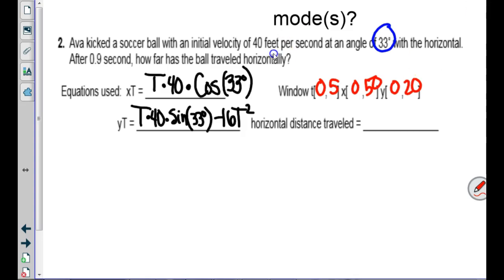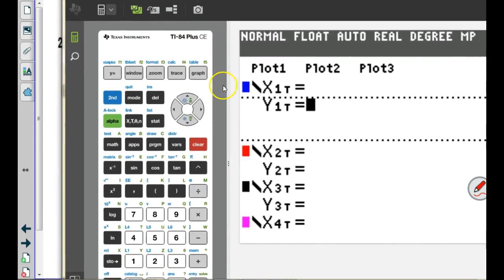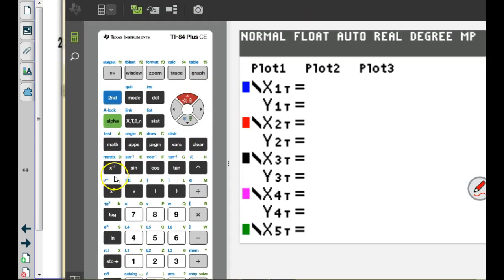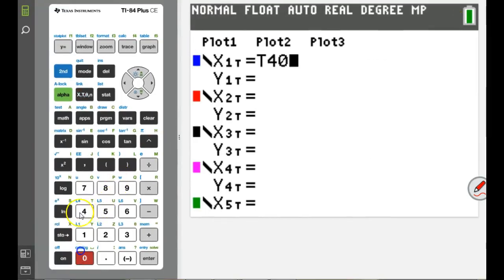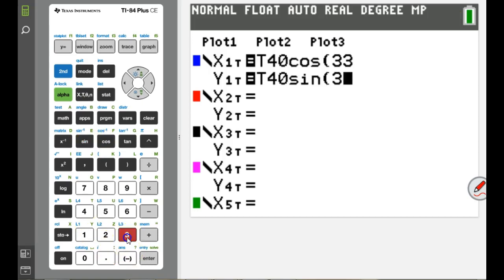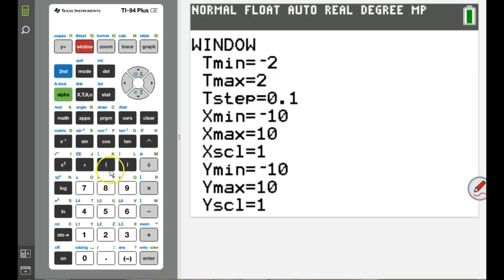All right, so make sure you're in degrees in parametrics. And then we had T, was it 40 cosine 33? And then T 40 sine 33, close parenthesis, minus 16t squared. We said our window was 0 to 5.